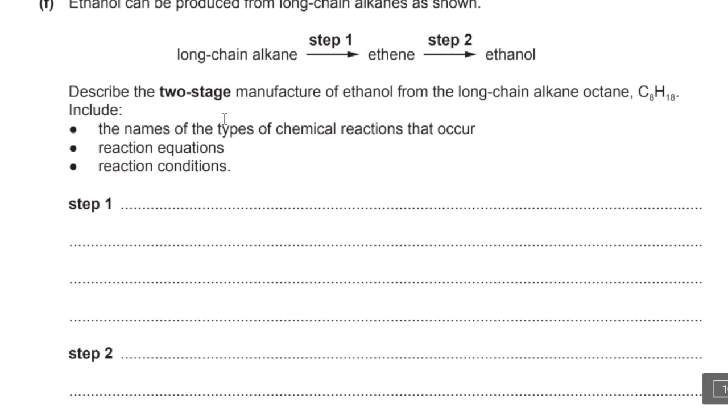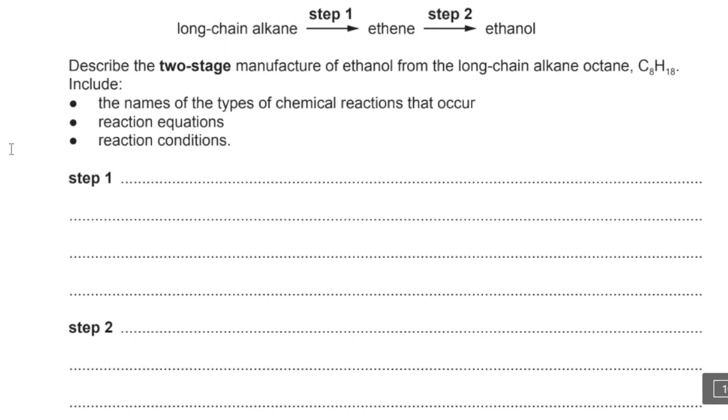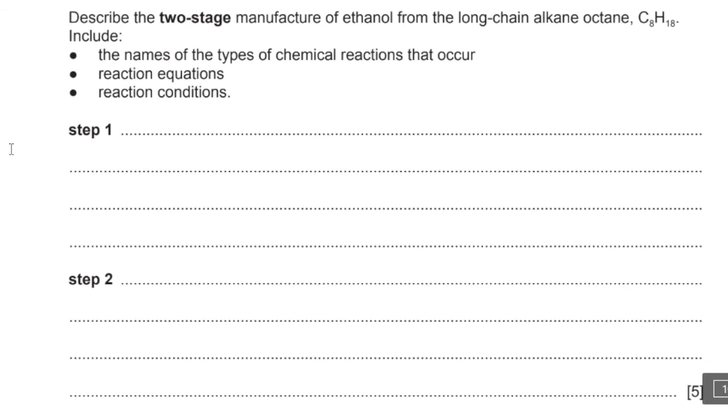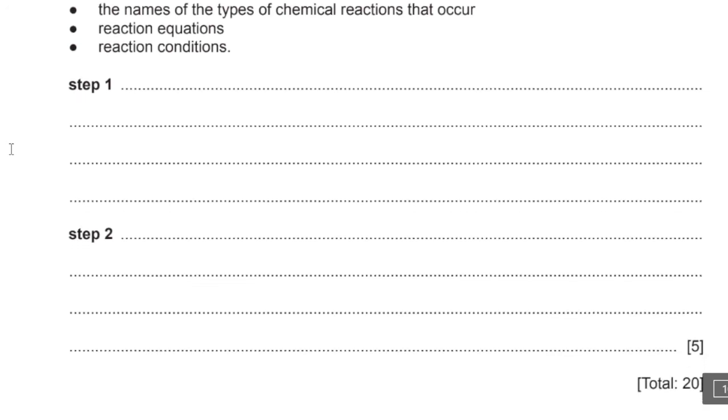Ethanol can be produced from long chain alkenes as shown. Step 1 is the breakdown of a long chain alkane to ethene, and then the conversion of ethene to ethanol by hydration. Describe the 2-stage manufacture of ethanol from the long chain alkane octane. Include the names of the types of chemical reactions that occur.